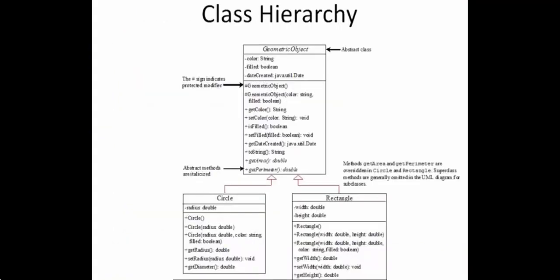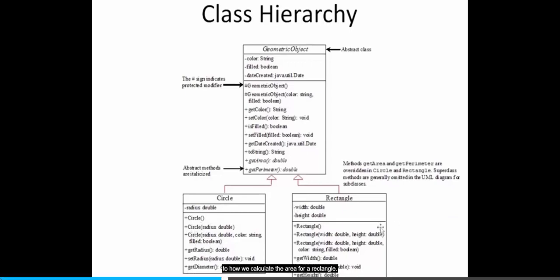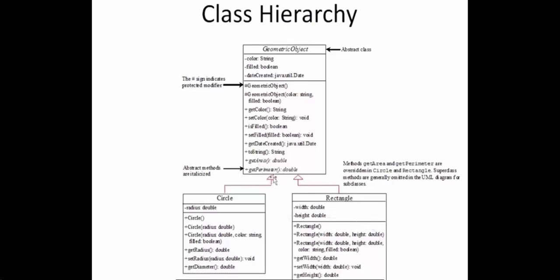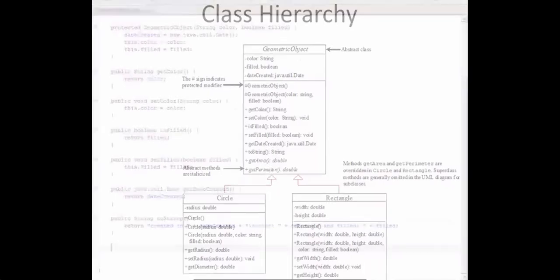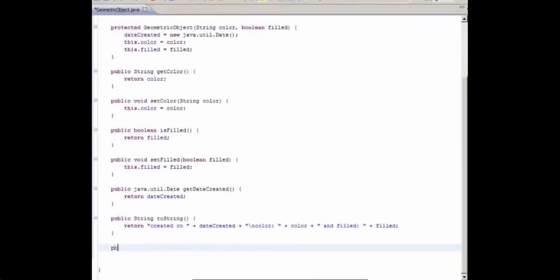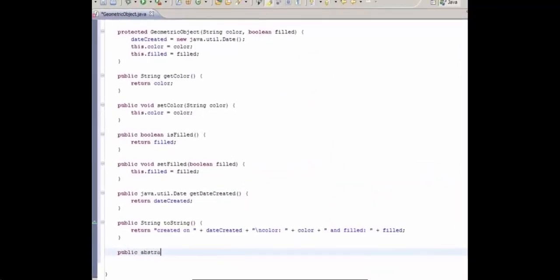However, the problem is that calculating the area for a circle is completely different to how we calculate the area for a rectangle. So what we want is to force all of our shapes to implement this method, but we don't know how they are actually going to do it. So what we do in geometric object is declare an abstract method. So public abstract double getArea, and all we have is a semicolon. So we're declaring the method but not actually implementing it.